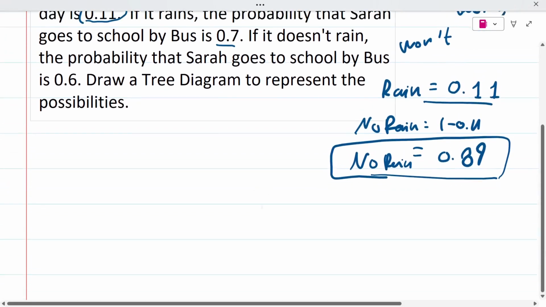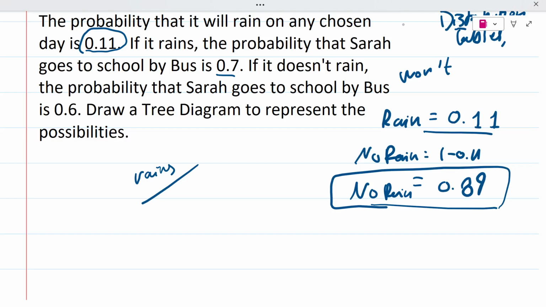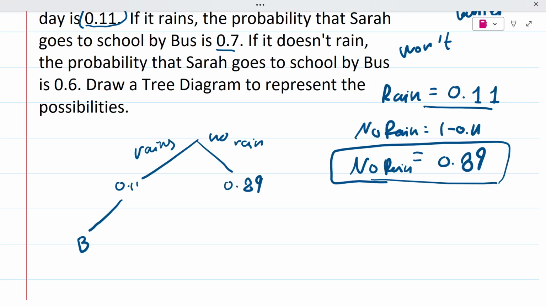Now, let me just do some kind of rough working, right? If it rains, the probability is 0.11. If it doesn't rain, no rain, it would be 0.89, right? Now, look, if it rains, Sarah goes to school by bus, right? And its probability is 0.7.